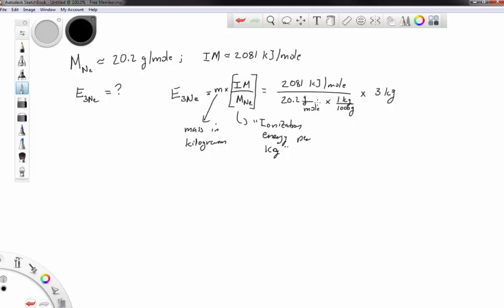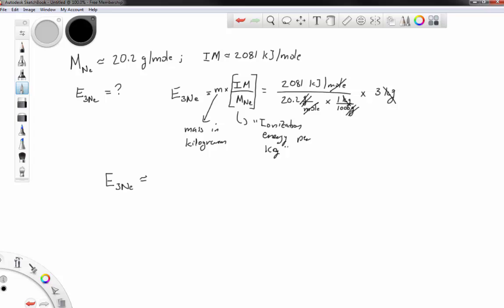So let's look at our units. We have per mole and per mole. We have grams and we have grams, so this grams and this grams cancel. And then we have kilograms here and we have kilograms here. So unit-wise, this all works out. So our energy is going to look like this.